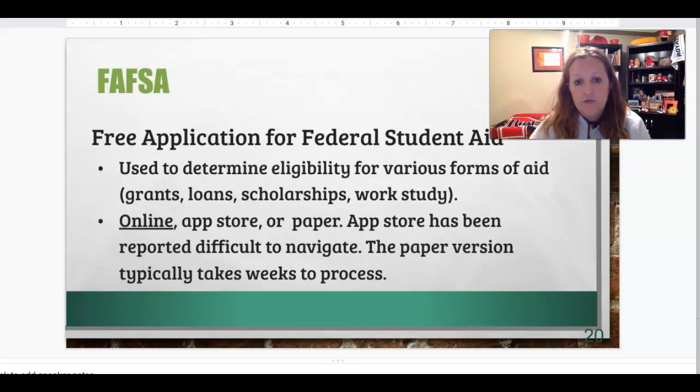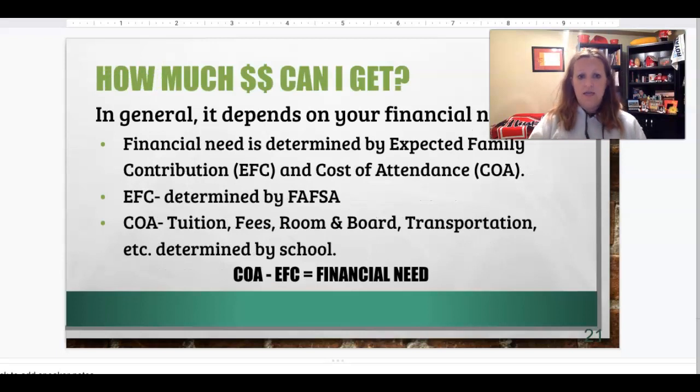You can do it through an app store, through Android or iOS, or you can also do paper, or you can call the number. The quickest, easiest way is going to be online. And then that way, if you have questions or things that you need to update, you can do it there. The app is always being updated, and they have been reporting difficulties navigating that. If you choose to do the paper version, it typically takes several weeks to get that processed, but any of those are fine. So how much aid can I get?